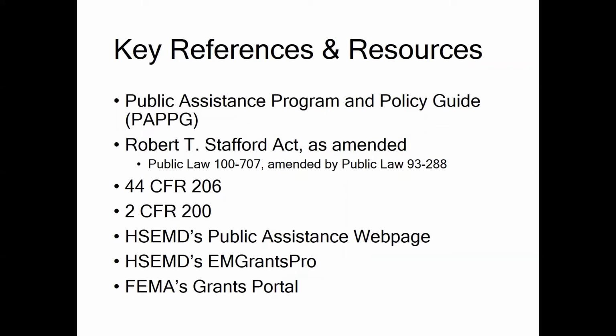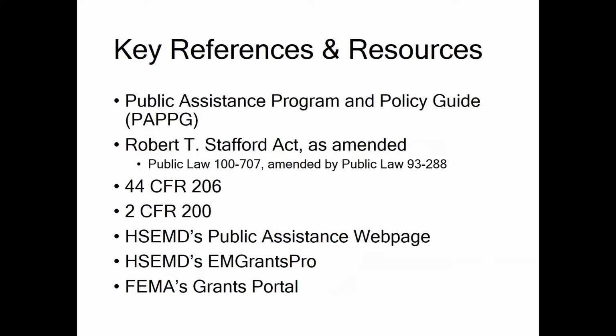As we begin, we'd like to highlight a few key resources and references. The Public Assistance Program and Policy Guide is a comprehensive, consolidated program and policy guide. The PAPG includes detailed guidance on program requirements, including applicant, work, facility, and cost eligibility. The current version of the PAPG can be found on FEMA's website.